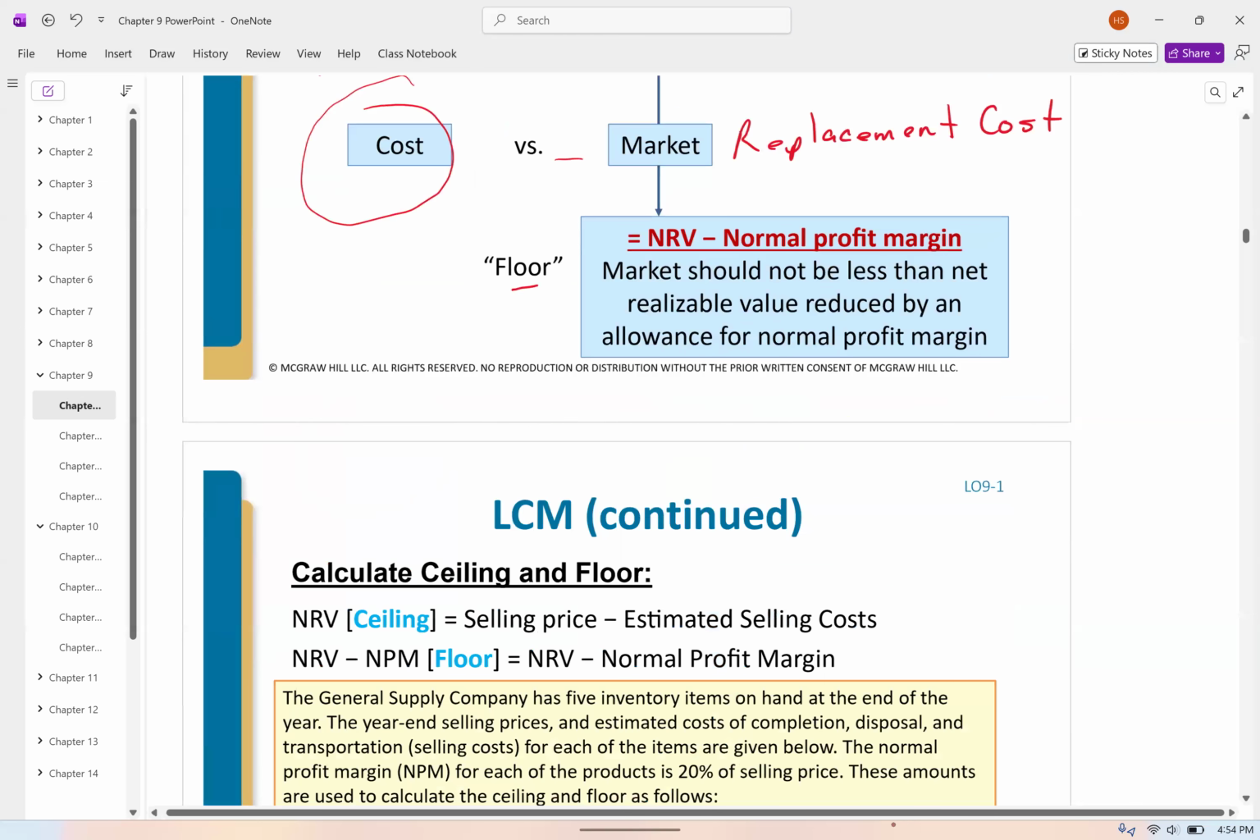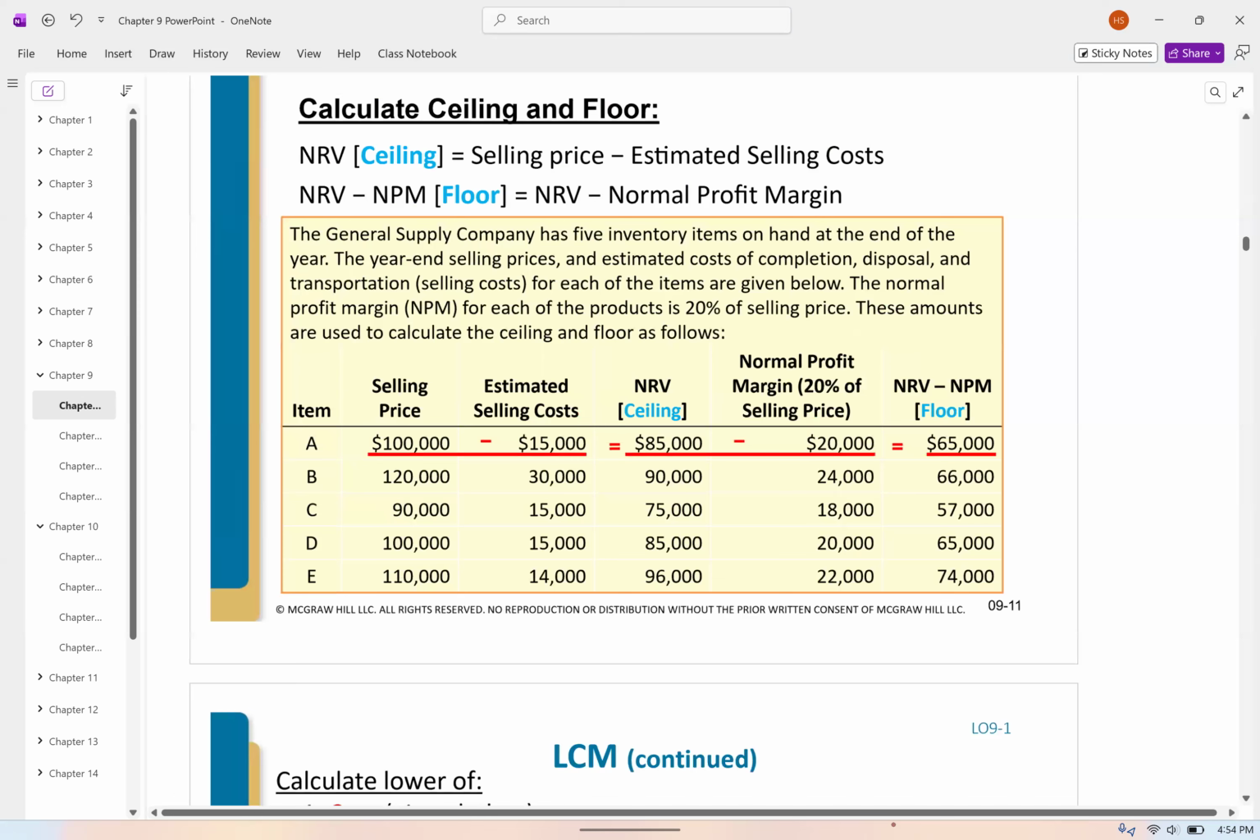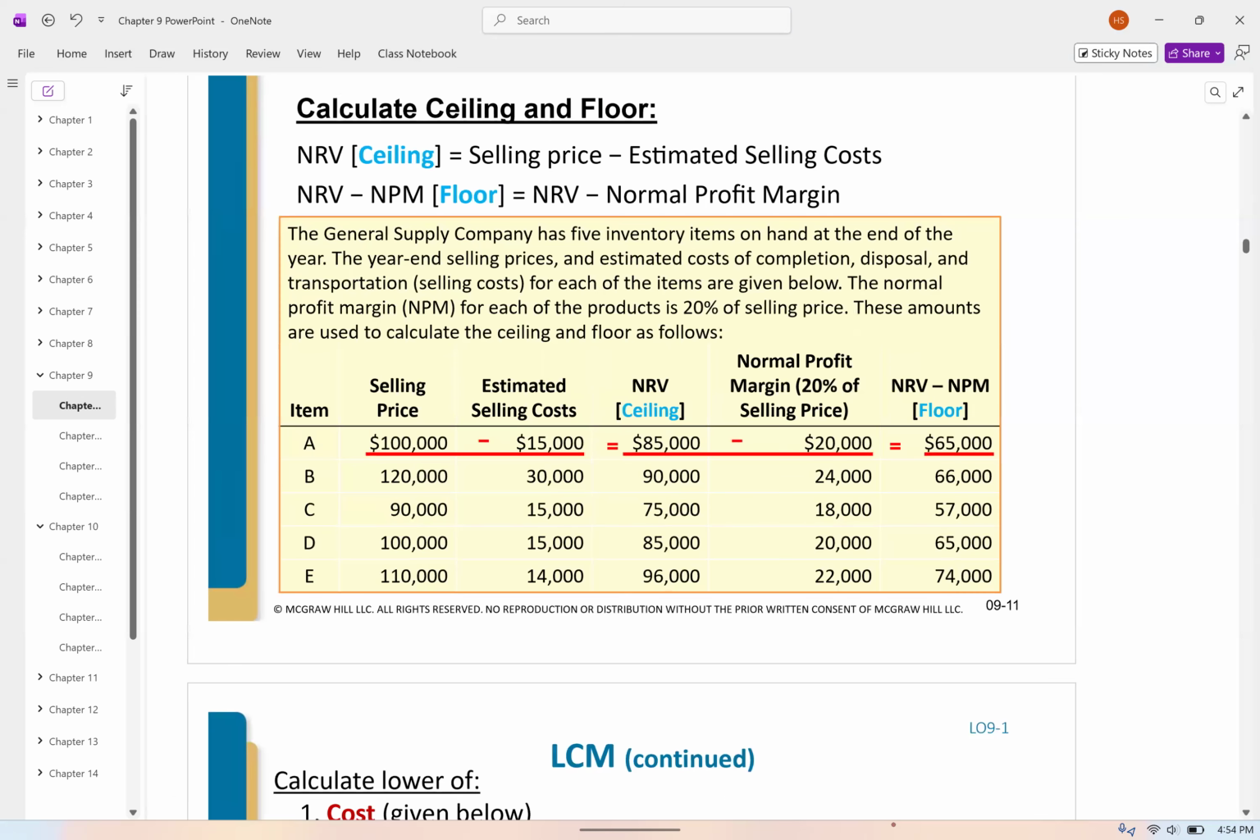So that's kind of hard to explain. So let's come down here. This is where I told you they'll make you calculate net realizable value, and net realizable value is the same as it was in the previous one. We're just calling it the ceiling right now. And then our floor will be the NRV minus the normal profit margin.